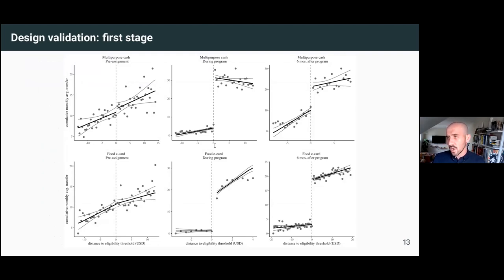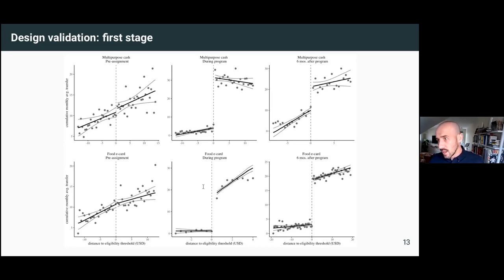You can see that the program is almost religiously assigning the beneficiaries based on these yearly thresholds. And these families on the left-hand side and the right-hand side of the eligibility threshold are quite similar, as we show in the data. They are identical. So this creates a sort of natural experiment around this local eligibility threshold, and that's what we're going to be using here.